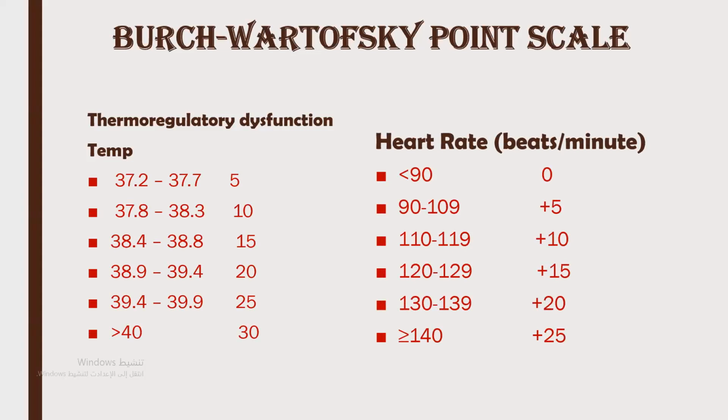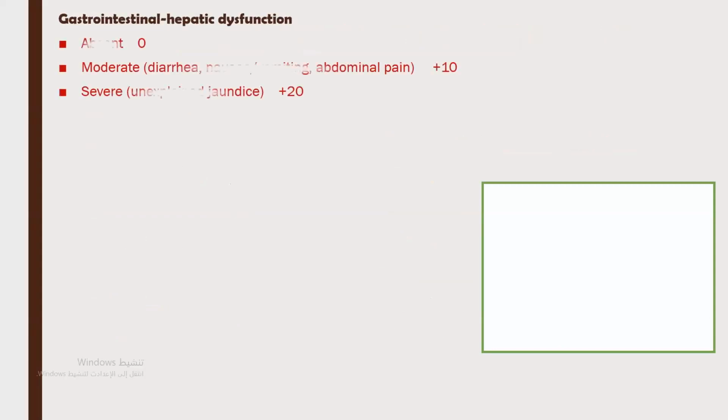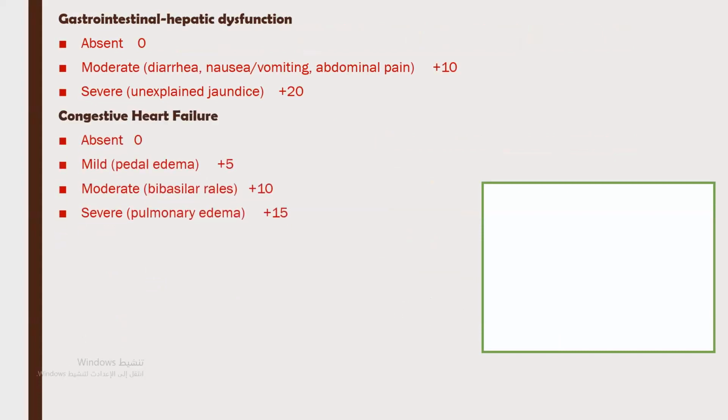Heart rate less than 90. If we are observing 90 to 109, 5 points, and we increase the points according to the heart rate as you are seeing on the scale in front of you. Then we look for GIT and hepatic symptoms. If it is severe, like unexplained jaundice, you will give 20. Moderate symptoms, diarrhea, nausea, vomiting, abdominal pain, 10 points, and absent, 0 points.